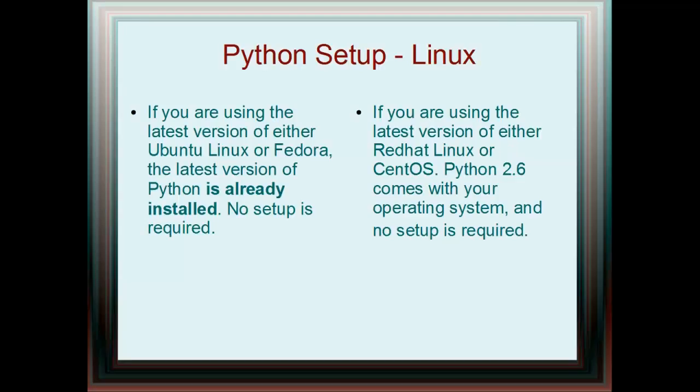Generally, Python comes pre-installed for most versions of Linux that have come out recently. If you're using the latest version of Ubuntu Linux or Fedora as your operating system, then the latest version of Python should already be installed. If you're using the latest version of Red Hat Linux or CentOS, Python also comes pre-installed with your operating system.